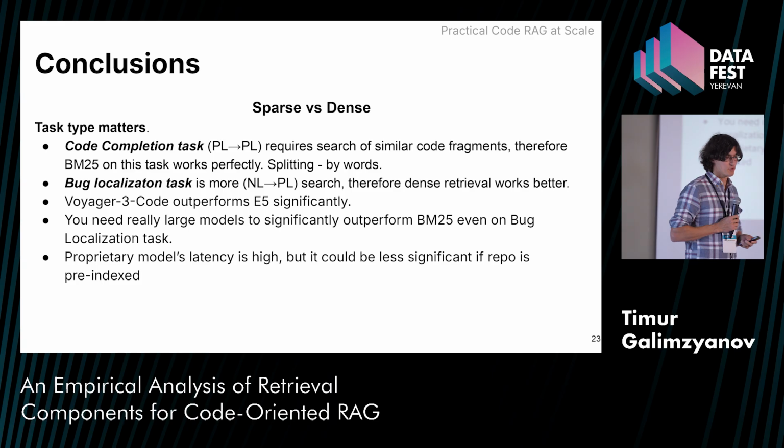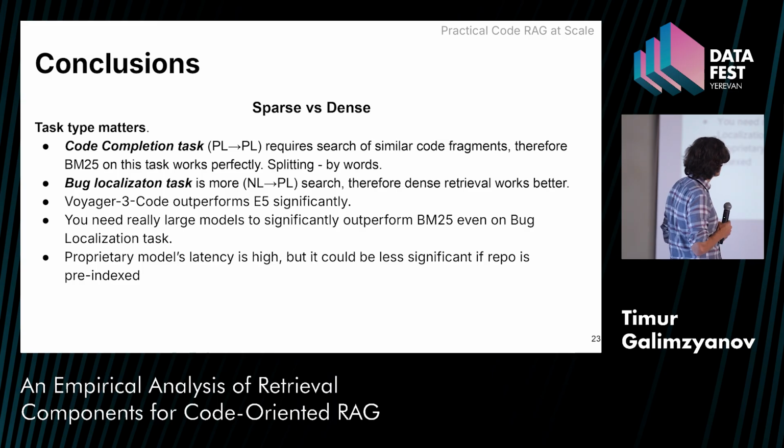So, as a conclusion, first, sparse versus dense. The task type matters. If your task is programming language to programming language retrieval, you would expect sparse approaches like BM25 or intersection over union to work best for you, and it would take much less time and cost.